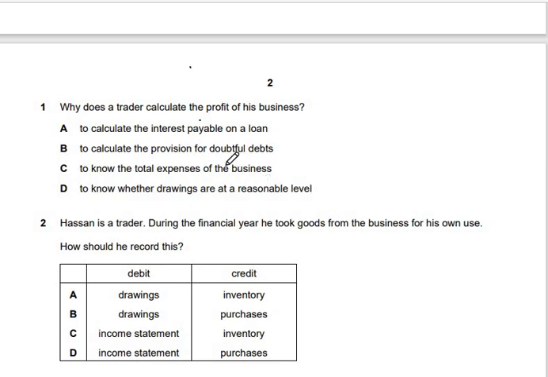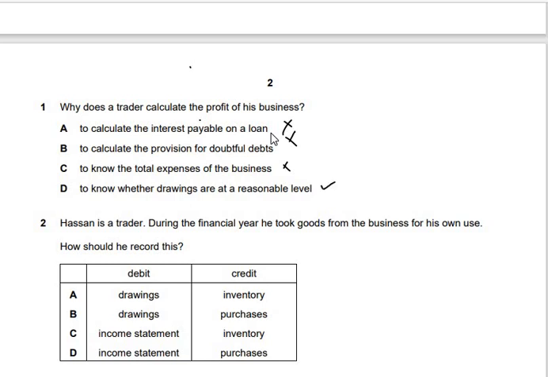Why does a trader calculate the profit of his business? To calculate the profit, the interest payable on loan? No, that's not the answer. To calculate the provision for doubtful debts? No, that's not true. To calculate the total expenses of the business? No. To know whether the drawings are at reasonable level.